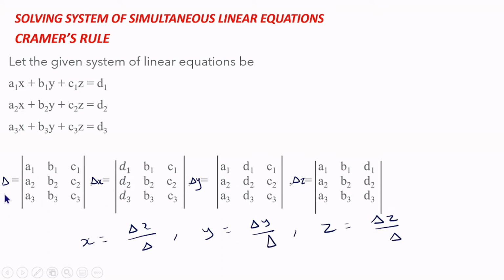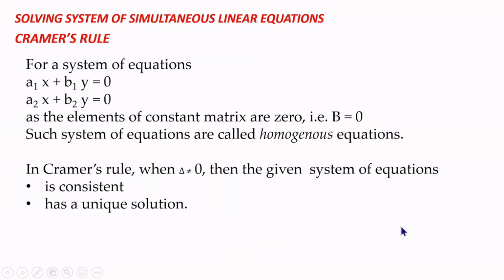So if we find the determinant values delta, delta x, delta y and delta z, then we can find the values of x, y and z using these relations. Now if we have a system of equations of the form a1x plus b1y equal to 0, a2x plus b2y equal to 0, where the constant terms are 0, such systems of equations are called homogeneous equations.